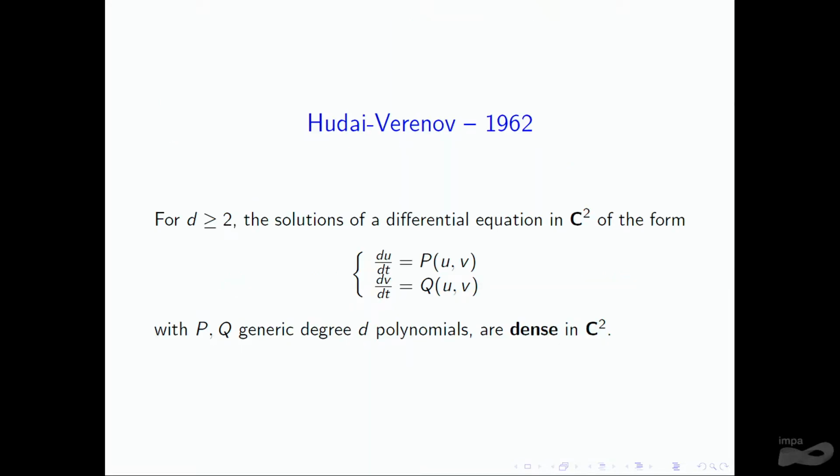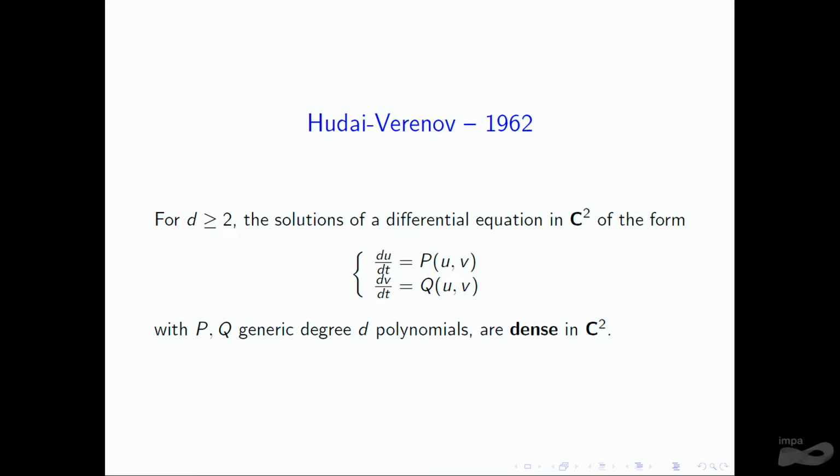Okay, let me go to the complex case now. In the complex case, the situation is drastically different in the sense that complex differential equations are often completely chaotic. And one of the first breakthroughs in the theory of differential equations was the theorem of the Russian school in the 60s, a theorem by Ilyashenko in 62.